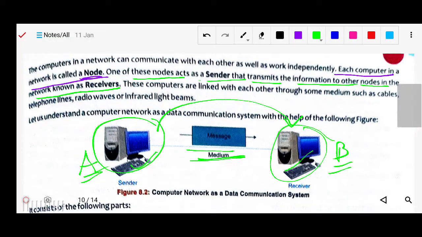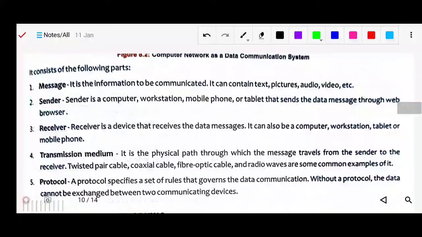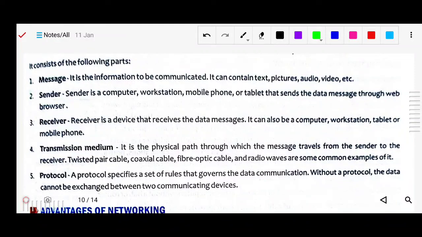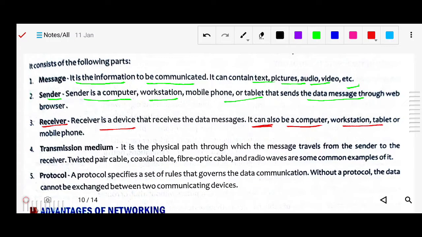Next, what are messages? A message is the information to be communicated, like text, picture, audio, video, etc. The sender is a computer, workstation, mobile phone or tablet that sends the data through the web, those who are sending. The receiver is who will receive the data, and it can also be a computer, workstation or mobile phone.